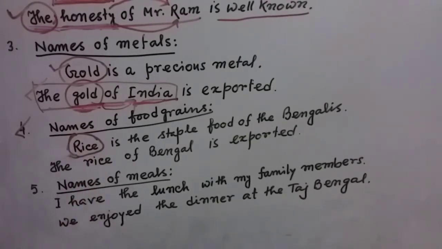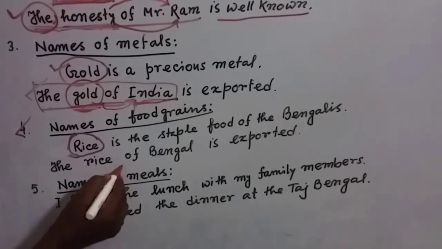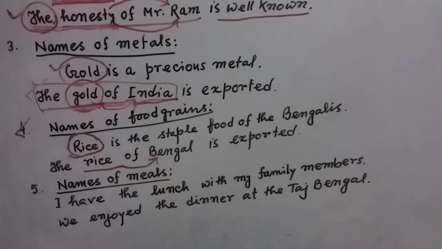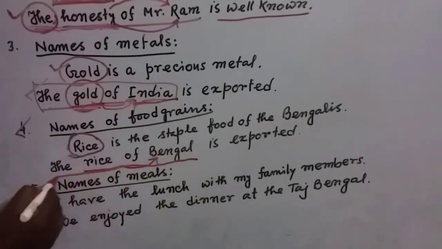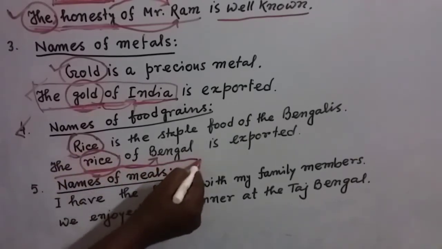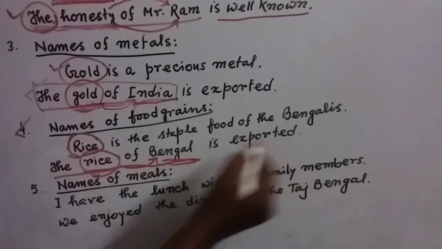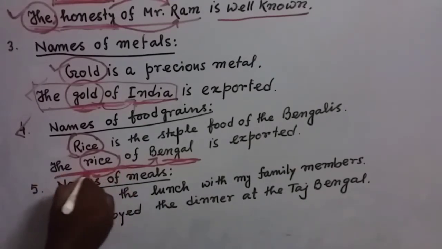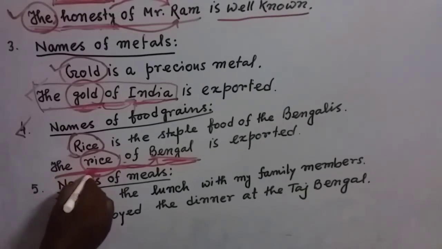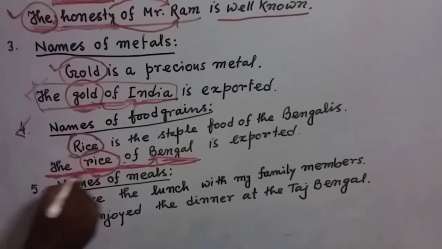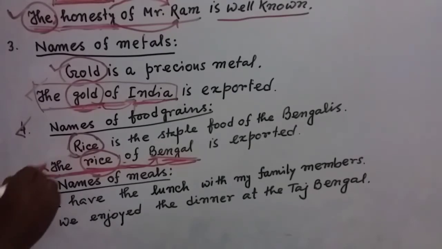But my dear friends, if the name of a person or a thing is attached with this term, at that time we have to use the article. Here, the rice of Bengal. That means this term rice is particularized because the name of a place is attached with it. So in this situation we have to use the. So the rice of Bengal is exported. We have to use the article here.